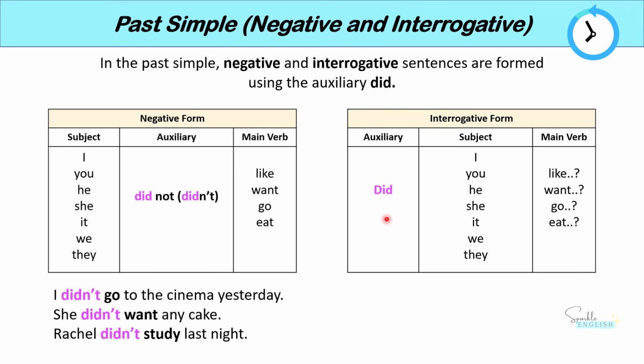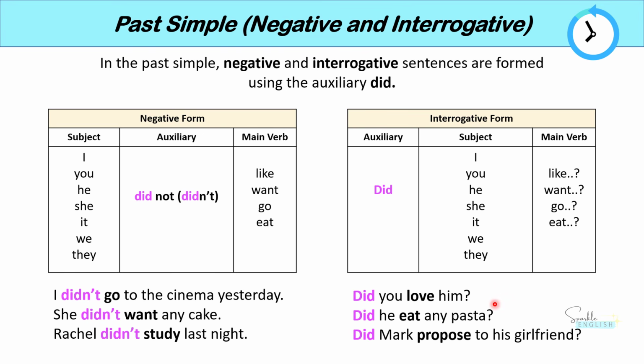We always start with did. Did I like? Did you want? Did he go? So we are switching the subject and the auxiliary and beginning with the auxiliary did. So let's look at some examples. Did you love him? Did he eat any pasta? Did Mark propose to his girlfriend? So again, in all of these examples, we begin the question with did, and then the subject, and then we have the main verb, which we also do not change.